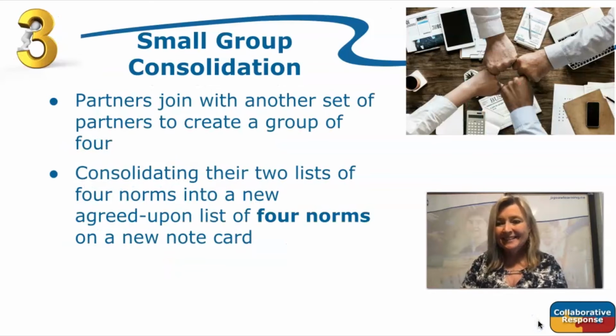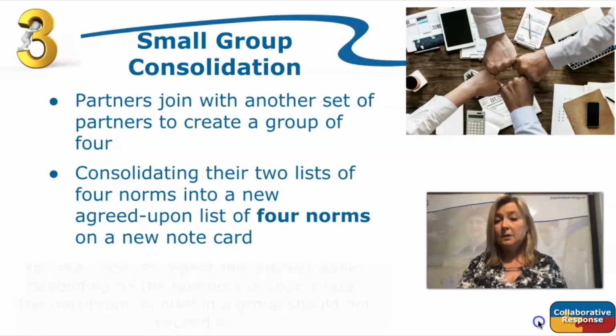Step number 3 is about bringing 2 groups together. So now you've got 2 groups of 2 coming together in a group of 4. And again, following the same process of identifying the norms that you have created as a partnership, and then looking for, again, those common threads, those ideas that are consistent. And of course, there may be some language differences, but what are the key ideas that are surfacing out of those 4 sets of norms? And then combine them again so that you have a list of 4 norms on a new note card.